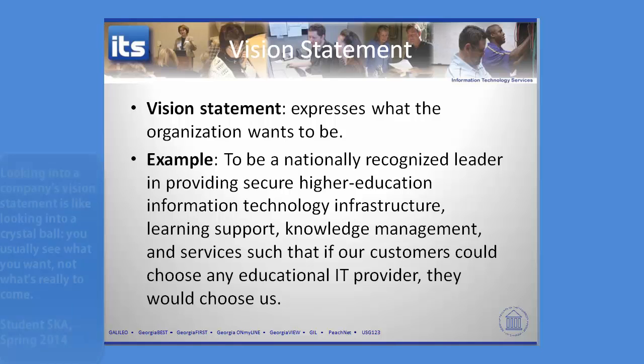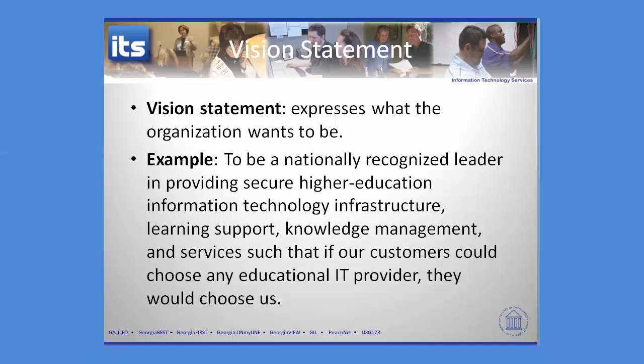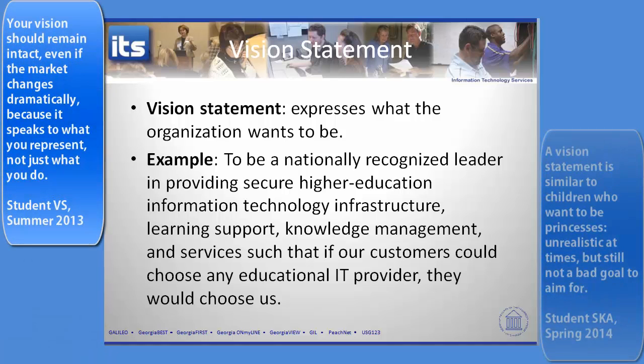A vision statement is going to express what the organization wants to be, what it aspires to be. It's not where the organization is right now, it's where the organization is headed. It's that goal that is ahead of the group.